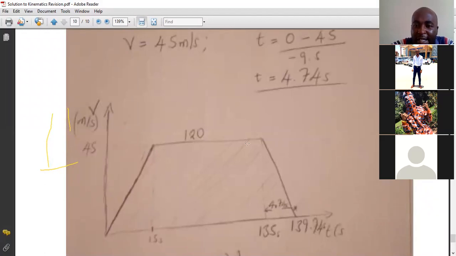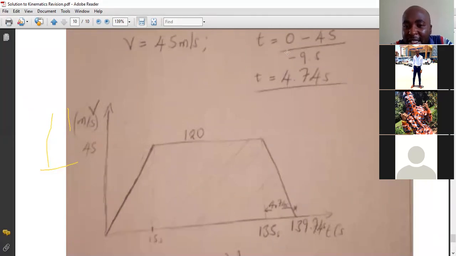So we have to find the time. It's moving at a constant speed, so you keep the constant speed as 45. Then it slows down, it decelerates, until it rests, until it stops. To find the time, you use the same equation of motion, a equals v minus v naught over t.